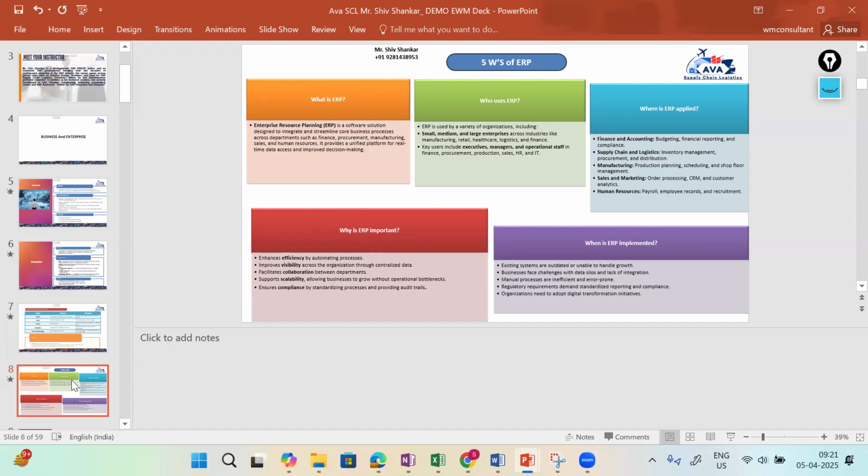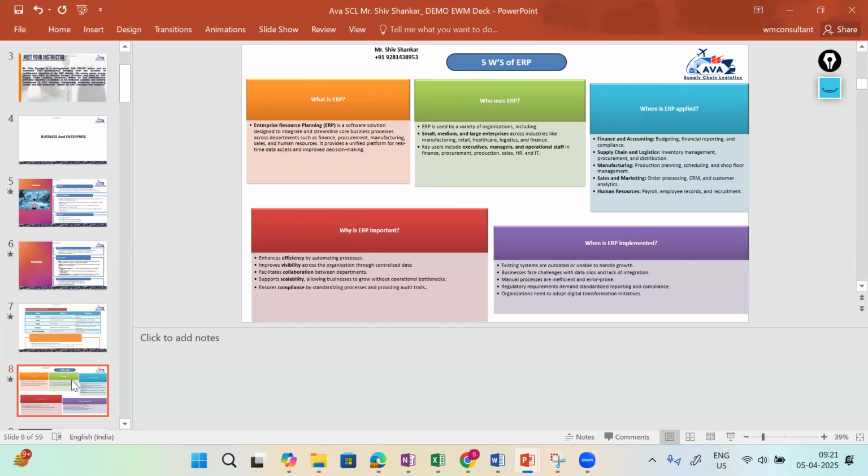ERP stands for Enterprise Resource Planning. It is a software solution designed to integrate and streamline core business processes across departments such as finance, procurement, manufacturing, sales, and human resources. And it provides a unified platform for real-time data access and improved decision making. And who uses this ERP? A variety of organizations use this ERP. It could be small, medium, or large enterprises.